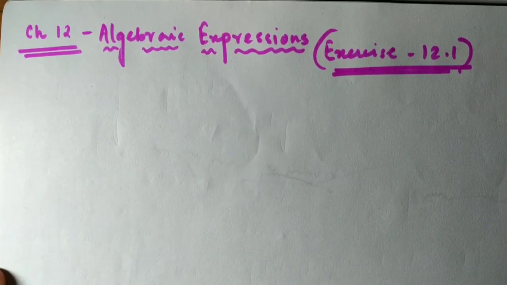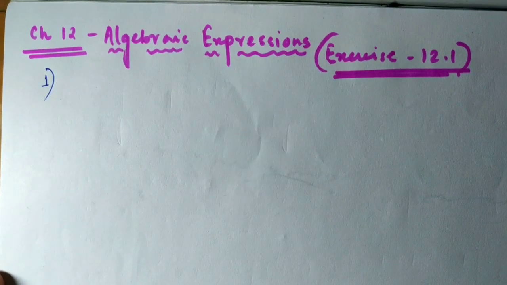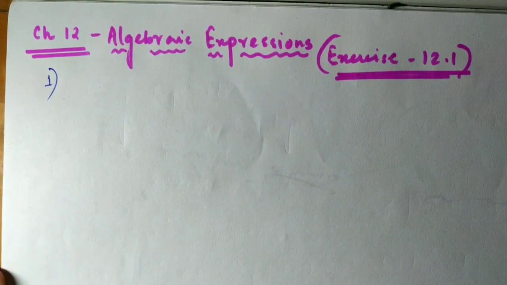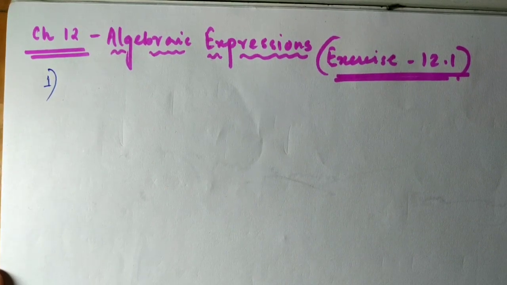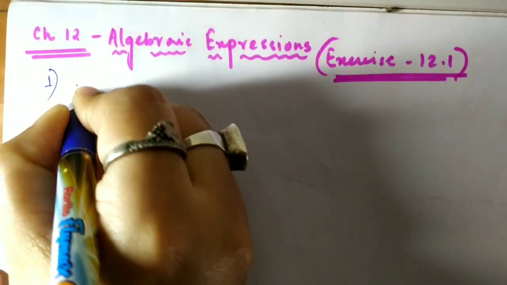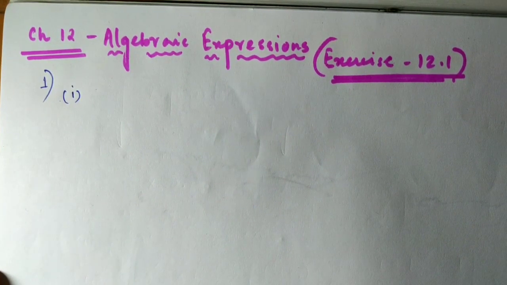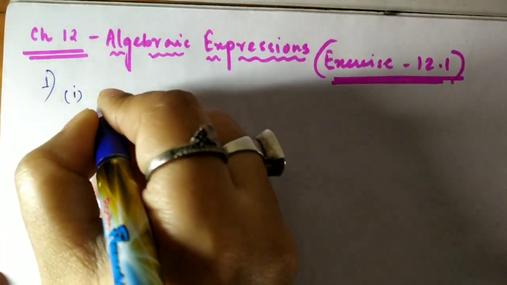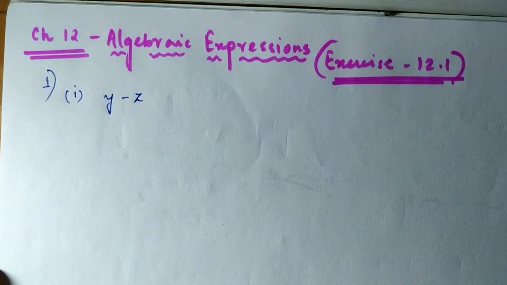So let's begin with question number 1. What is given in question number 1 is get the algebraic expressions in the following cases using variables and constants and arithmetic operations. The statement is given, you have to form the expression. Subtraction of z from y. Of z from y means from y, so y minus z, isn't it? So this is your solution. Just you have to write down the algebraic expression.